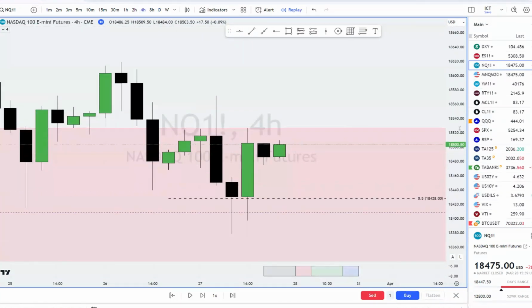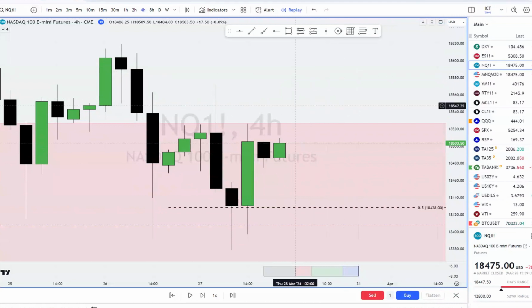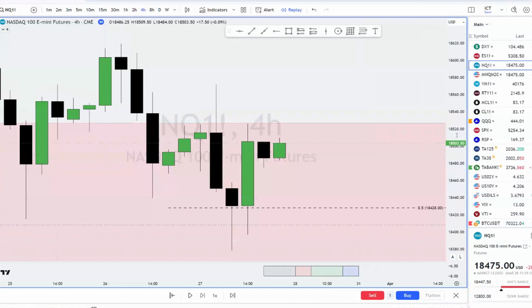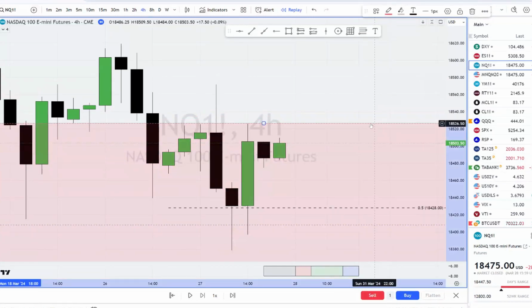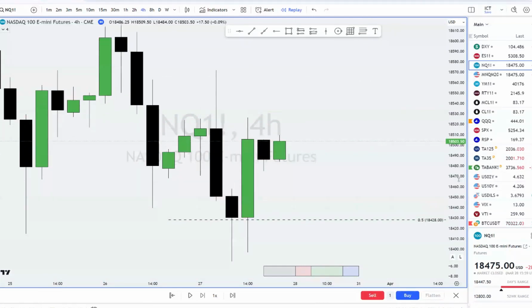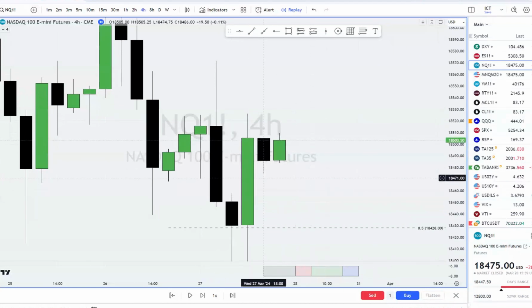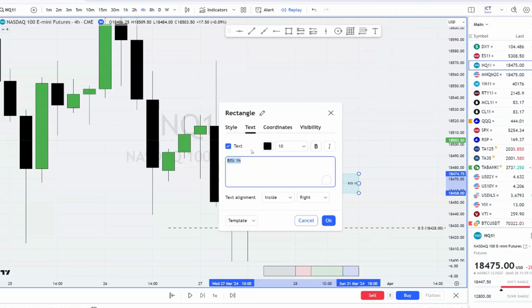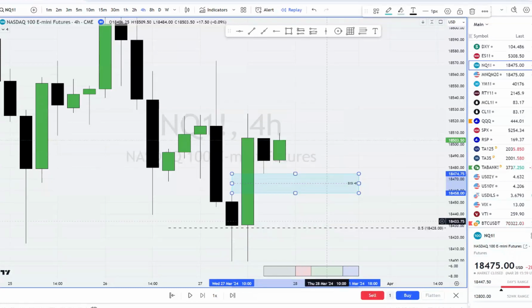Jumping into the 4-hour chart, I see that we swept the liquidity, 50% of this daily fair value gap, and we traded higher. On the 4-hour chart, I see that we have a fair value gap right in here, and I'm going to mark it, right? And this is the 4-hour fair value gap. It's a BC one. So this would be a point of interest for me during the session.